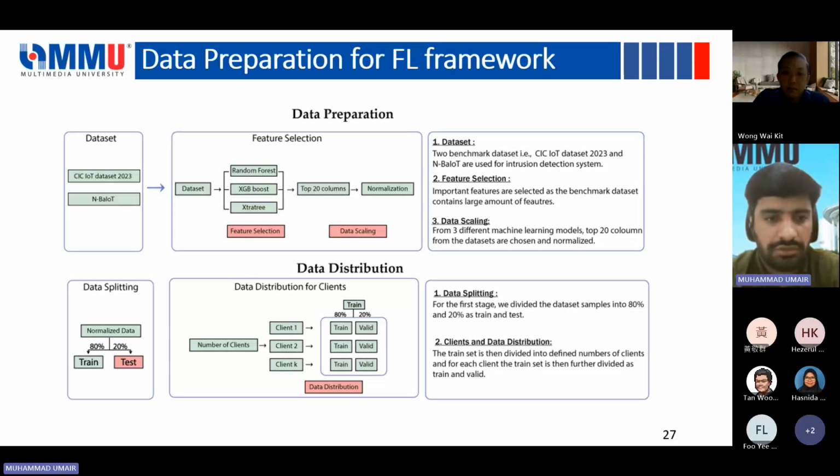So we use machine learning models to extract the top 20 columns, and once those top 20 columns were extracted, we did the data normalization, and then that normalized data was split into train and test. The test dataset was separated from here, and then further we used the train dataset, 80% of it, to be distributed among those clients. And then in the clients, we further split that 80% of the training dataset into training and validation, so that those local models can also be evaluated on the validation dataset for each of those clients.